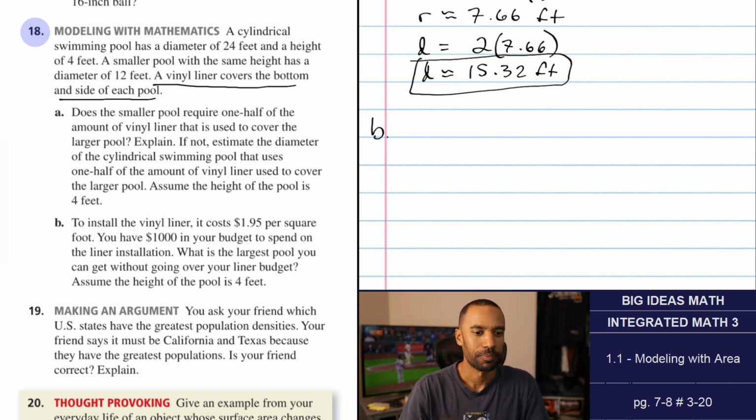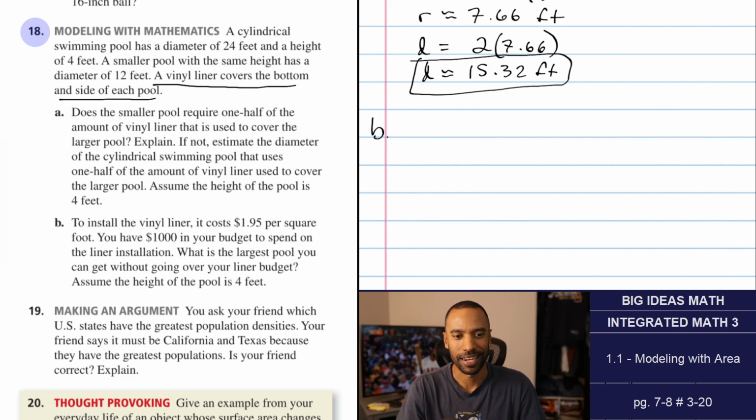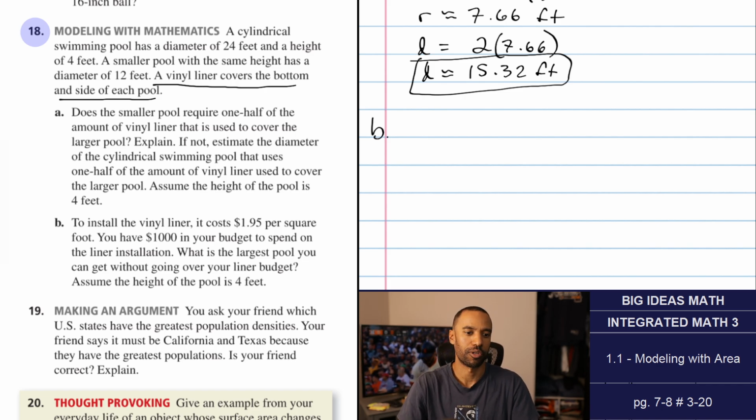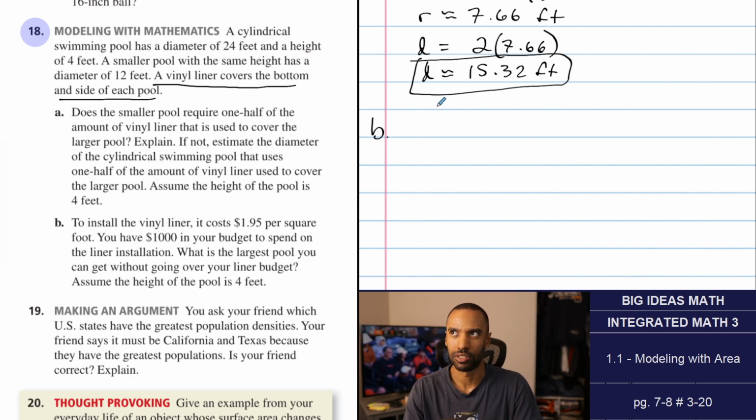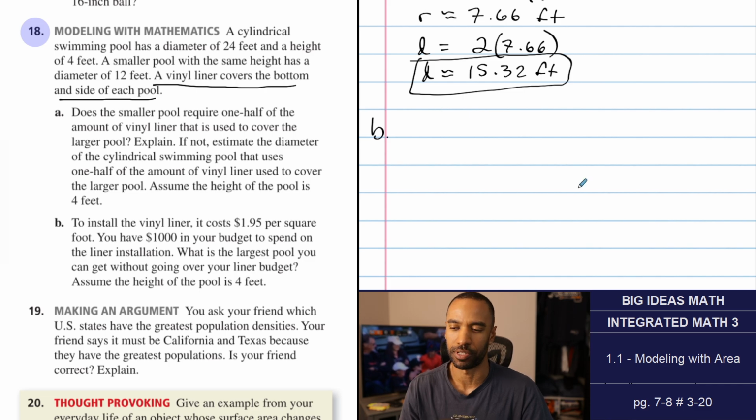Part B says, to install the vinyl liner, it costs $1.95 per square foot. You have $1,000 in your budget to spend on the liner installation. What is the largest pool you can get without going over your liner budget? Assume the height of the pool is 4 feet. So I'm going to divide 1,000 by 1.95 to find out how much square footage I can use, and then find the radius with that. It says what's the largest pool, so I assume they ask for diameter.